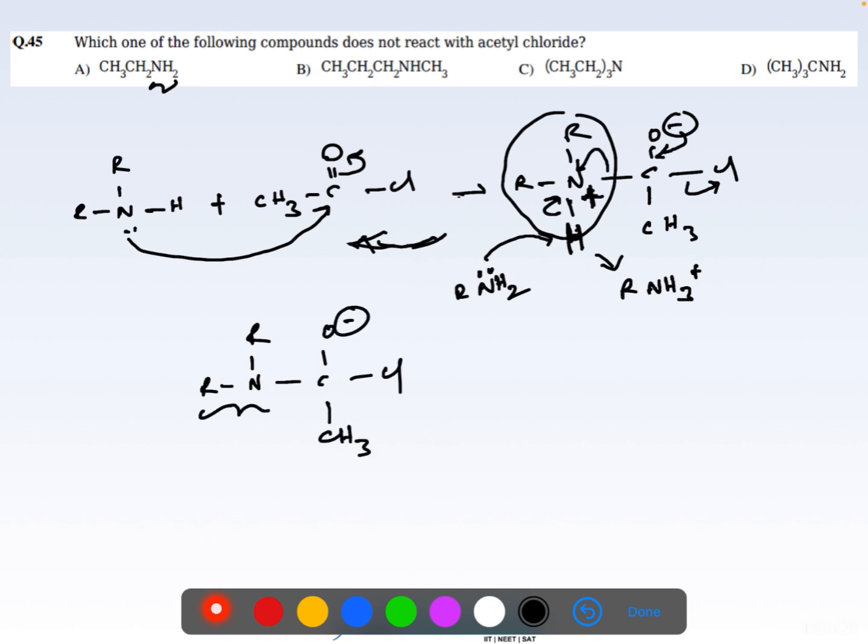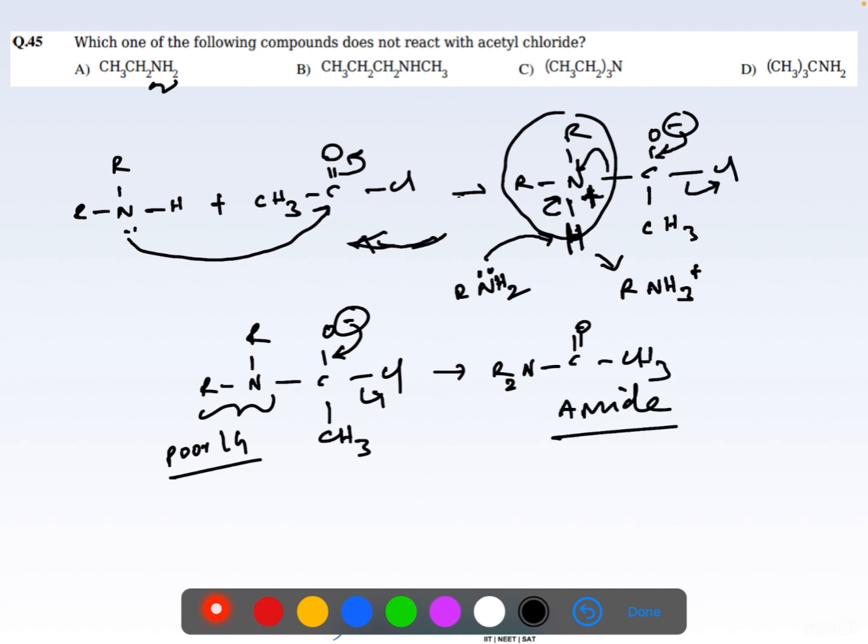So now this R2N group is a poor leaving group. So here this O minus will expel chlorine to give rise to R2N C double bond O CH3, that is the amide product. So the presence of hydrogen is very important for the reaction to move in the forward direction. In the case of option C, there is no hydrogen attached to nitrogen. Therefore, this reaction moves in the reverse direction and only starting materials are favored.